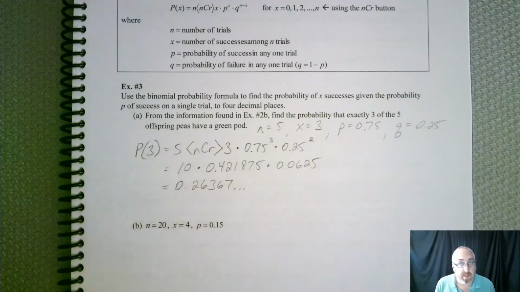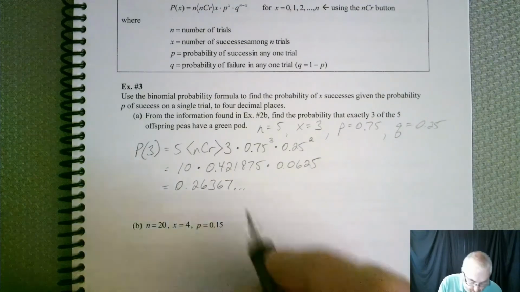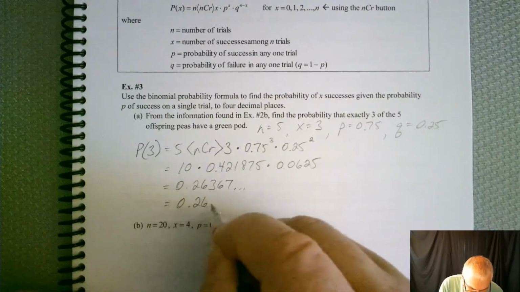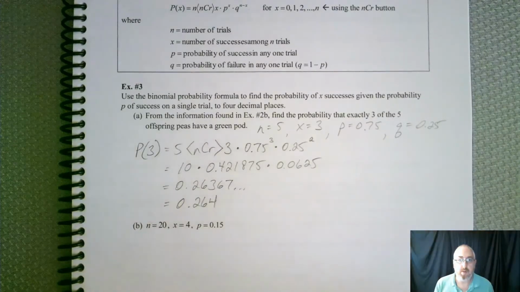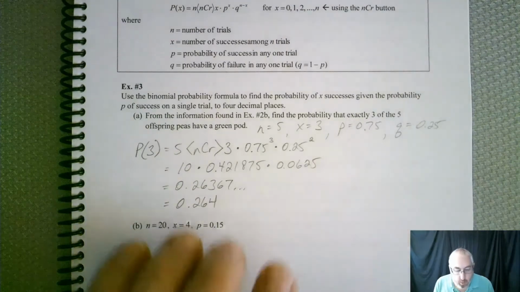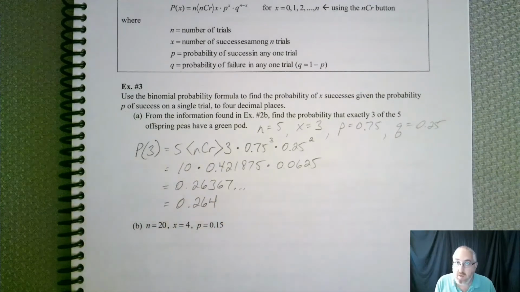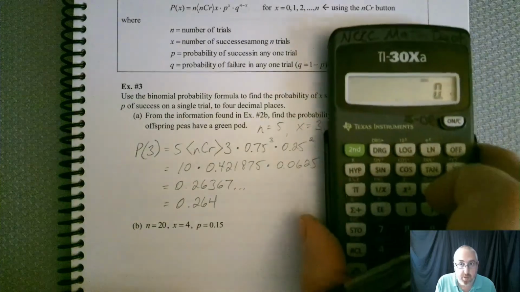So how many places have we been rounding probabilities? Yep, we got to round it to 3. So 0.264. And then we're done. All right. Now, once you get the hang of this, you don't really need to be this deliberate with all of those steps. Your calculator is very smart, but you got to make sure you just put it in correctly.